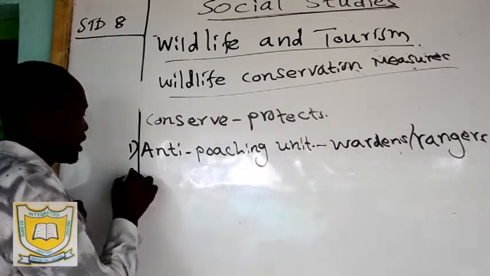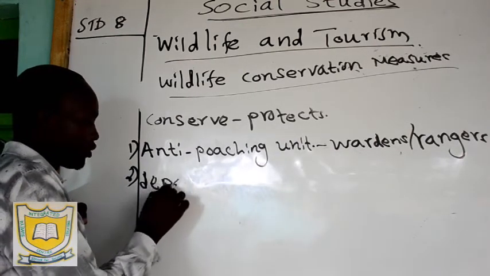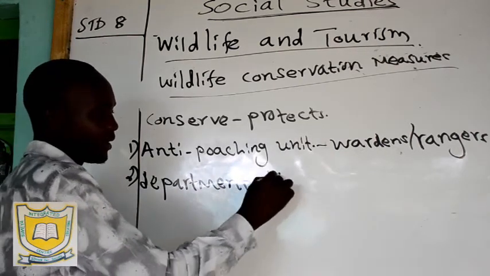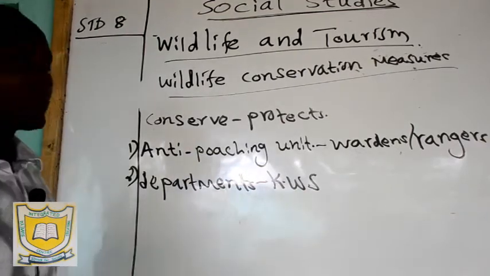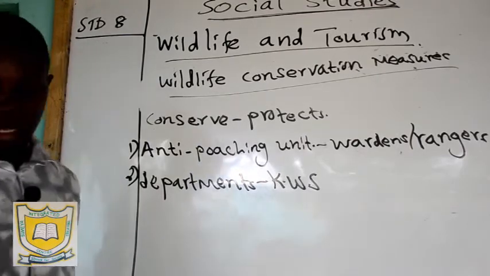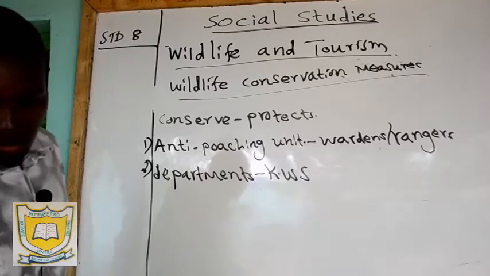Number two, the government has also introduced departments to protect wildlife, departments like KWS. So the government has come up with departments like KWS which help to manage and also ensure that wildlife is well protected.